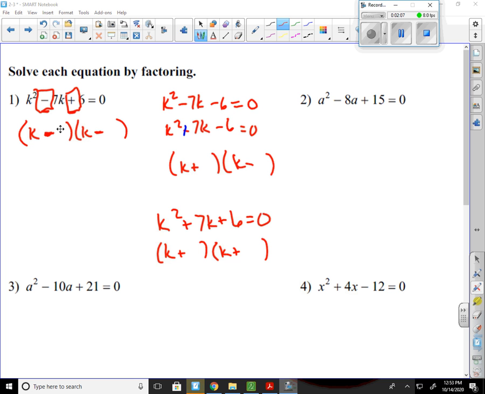Okay, so now we need to figure out what multiplies to give us 6. What multiplies to give us 6? That could be 2 and 3 or 6 and 1. Now add them together. 2 plus 3 is 5, which is not 7. 6 plus 1 is 7. So this is a minus 6 and a minus 1.